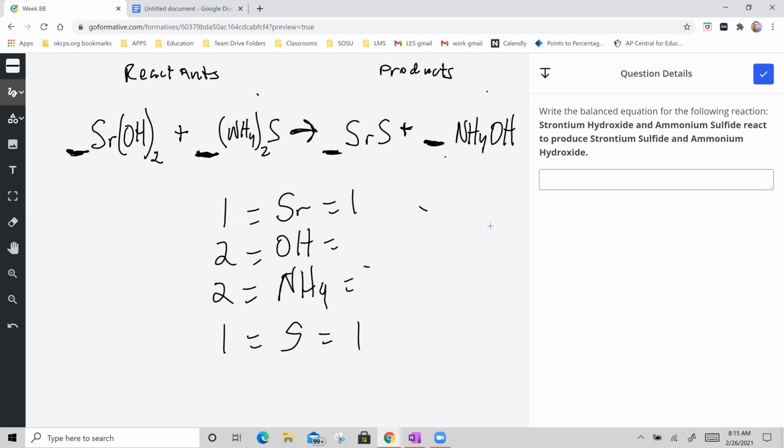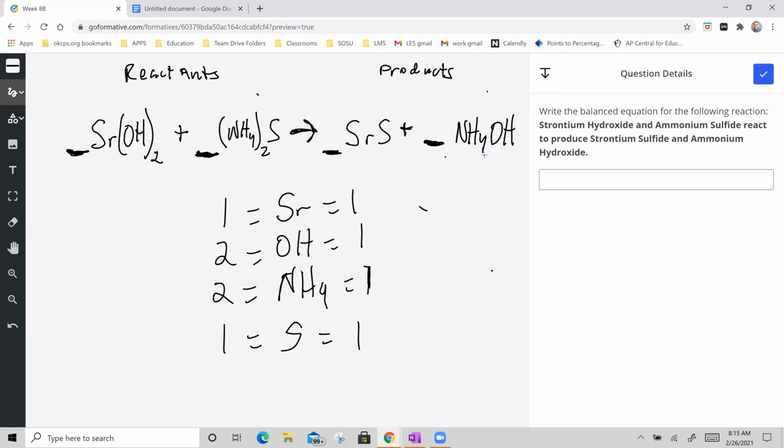There's only 1. We see NH4. Now notice this is NH4 and this is NH4. There's only 1. There's only 1. Some people are tempted to put 4 there. There's not 4. There's 1 NH4. If there were 4 NH4, it'd be in parentheses and have a subscript. But there's only 1. And then hydroxide is also 1.